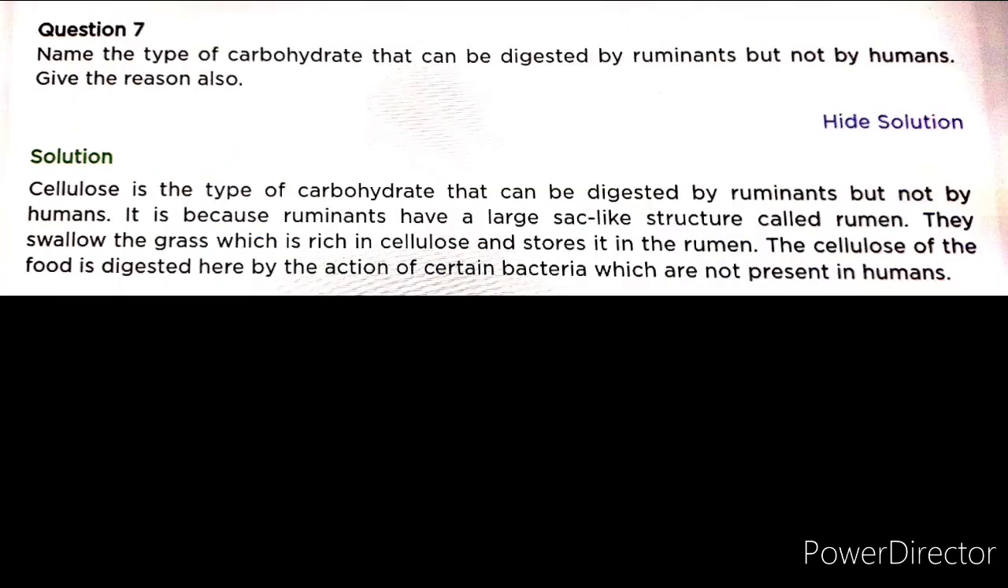7. Name the type of carbohydrate that can be digested by ruminants but not by humans. Give the reason also. Cellulose is a type of carbohydrate that can be digested by ruminants but not by humans. It is because the ruminants have a large sac-like structure called rumen. They swallow the grass, which is rich in cellulose, and store it in the rumen. The cellulose of the food is digested here by the action of certain bacteria which are not present in humans.